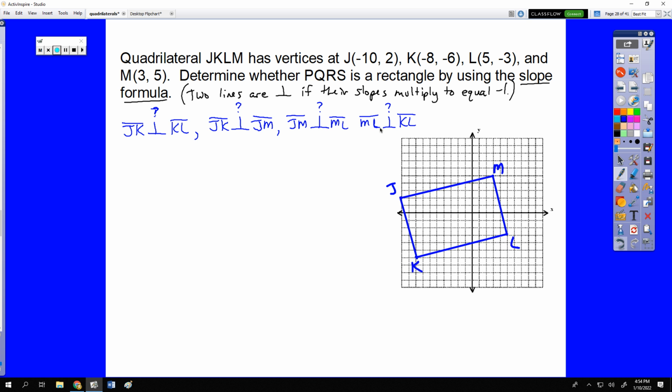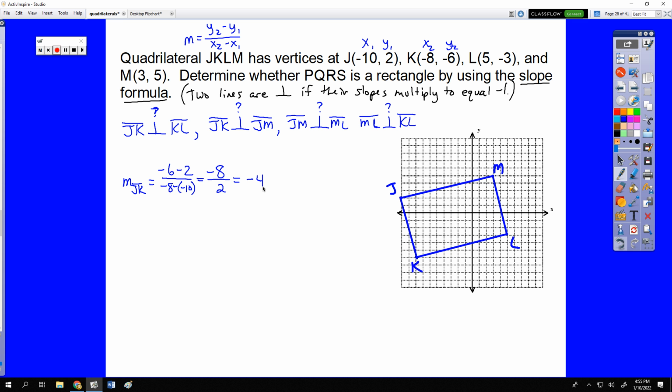So we'll start with the slope of JK, which means J is x1, y1, and K is x2, y2. And we would plug into our slope formula. Remember, the slope formula is y2 minus y1 over x2 minus x1. So that would be -6 minus 2 over -8 minus -10, or -8 plus 10. So that would be -8 divided by +2, which is -4.